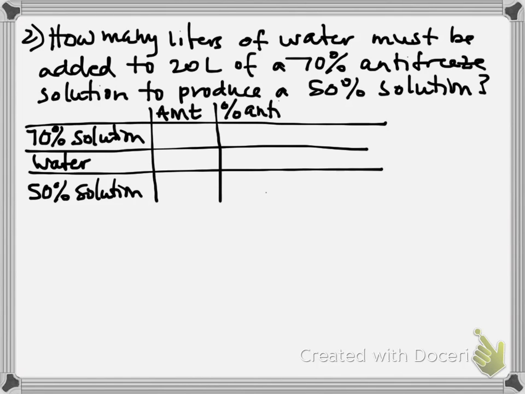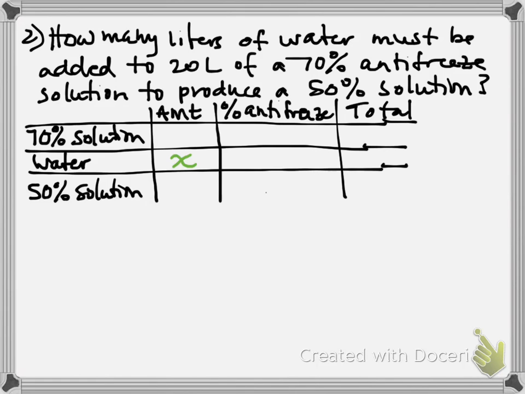Now we are going to take that number and change it to a decimal, because we can't do math with percents. All right. So what does it tell us that we're missing? The amount of liters of water that need to go. See, water is what we're missing, right? How much? So I'm going to let X be the amount of water.